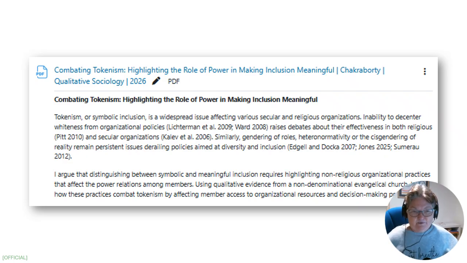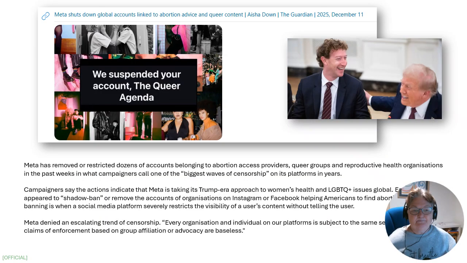I just saw this one recently. Tokenism is when people are put in the room to represent a minority, whether that's women or people of color or whoever, but really they have no power to input into the decision because there's only one and it's a vote and there's 12 other people. So it's when you pretend to be consulting everybody, but actually you're not. And this article is about highlighting the role of power in that and how to make inclusion actually meaningful and not just tokenistic.